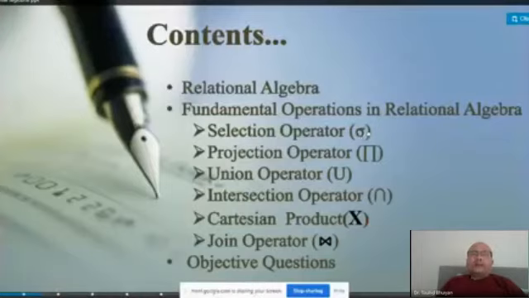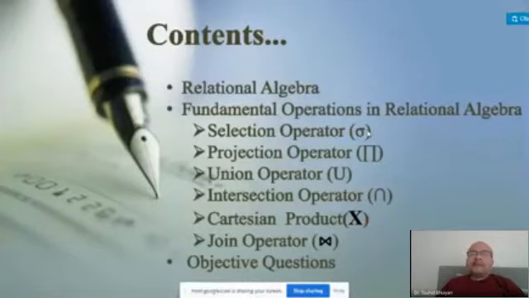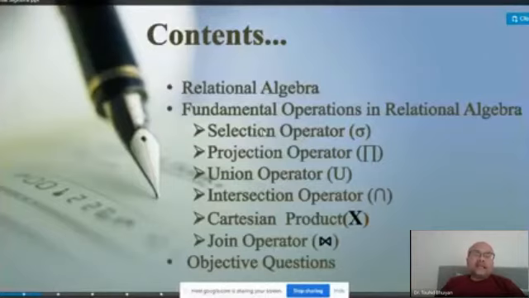When we learn relational algebra, first we will try to understand what this sigma means. After that, we will learn how to use sigma to extract data from a database. So the first one to remember is selection. To select, we use the symbol sigma.